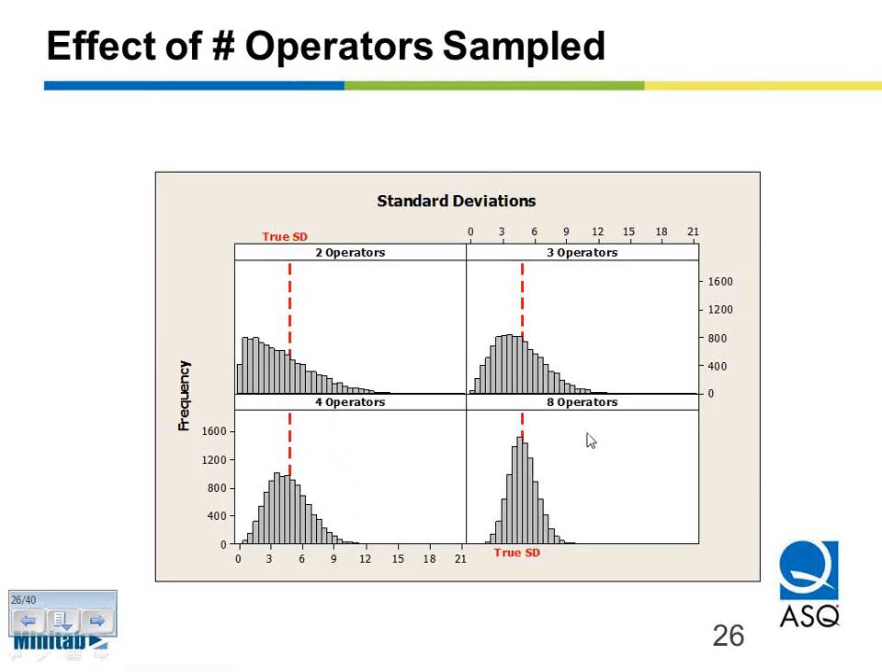And then finally, of course, if we use 8 operators, the center is not biased at all. The most likely answer that we'll get is 5, and we have much less variation around the 5. So what we learned from the simulation is that the number of samples of each component that you're trying to measure has a direct impact on the quality of your estimate of that variance component, of that sigma.